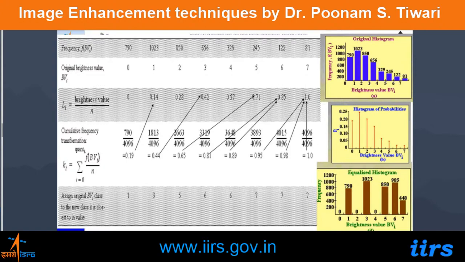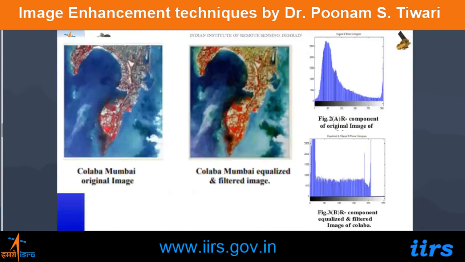As you can see here, the equalized histogram shows that many categories at the tail end of the histogram have been merged into a single class, whereas the distance between the most populated areas of the histogram has increased. So histogram equalization increases the contrast in the most populated part of the histogram.